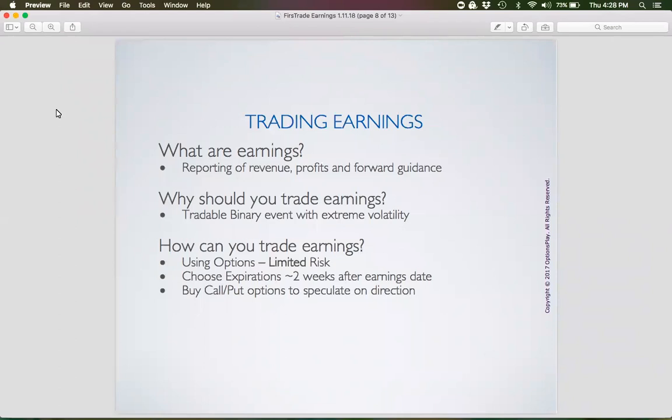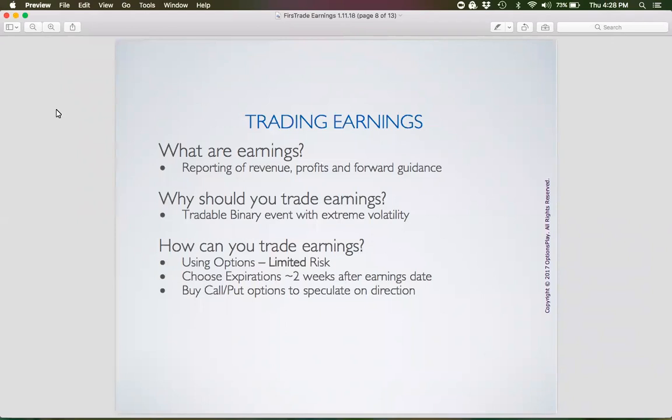And these beats or misses tell us why we should trade earnings. The reason we should consider trading earnings is because these beats and misses create a tradable binary event with extreme volatility. Now, a lot of people might say, well, volatility sounds scary. That's not what I want. And that's okay. Not everyone wants to trade high volatility events, but earnings is one of those.